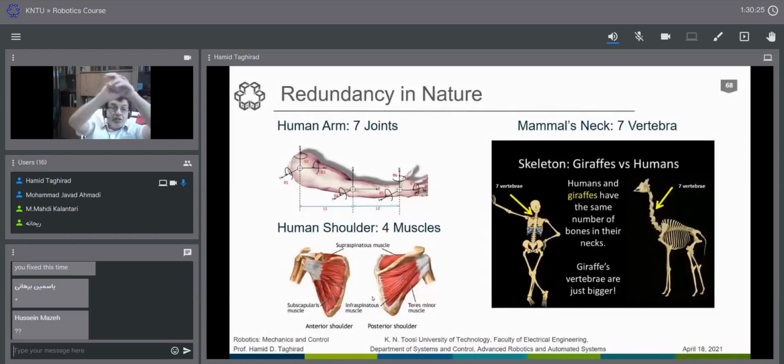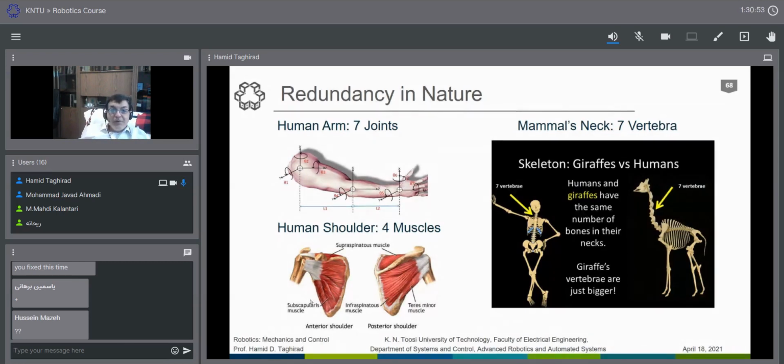Not only is this redundant, but the shoulder itself is redundantly actuated. We have 3 degrees of freedom at our shoulder, but we use 4 different muscle groups, as you call these muscle groups. You can see the technical names for that.